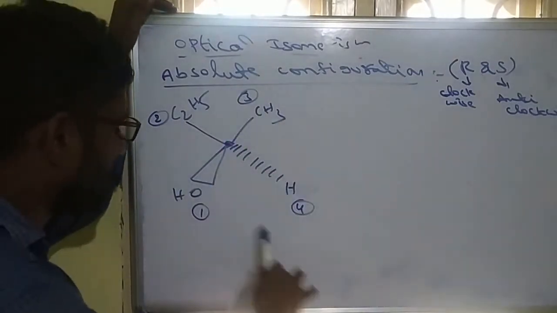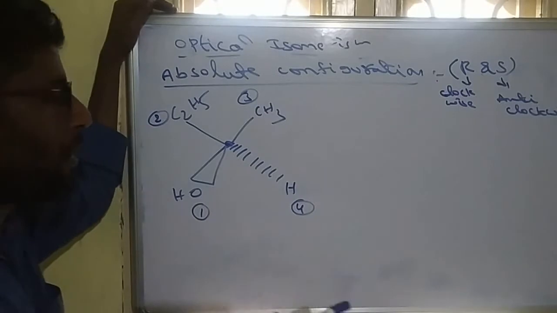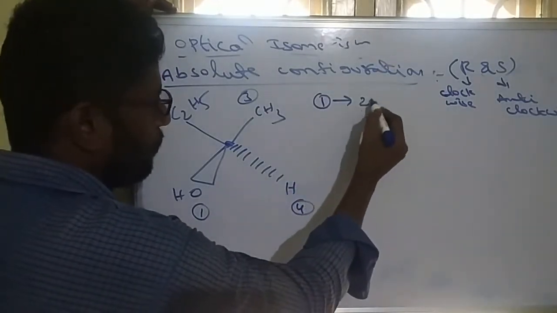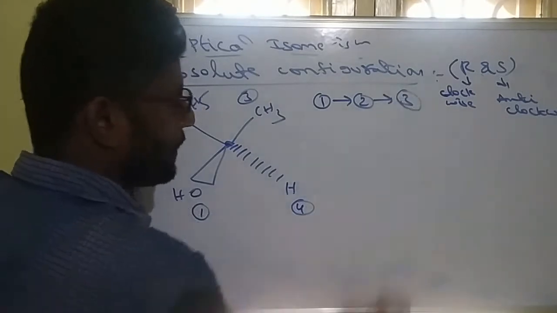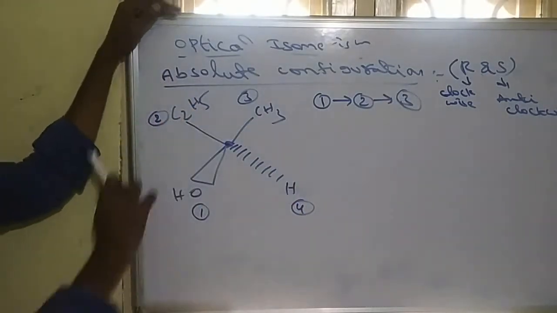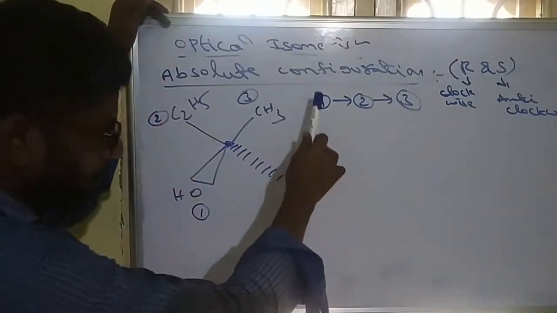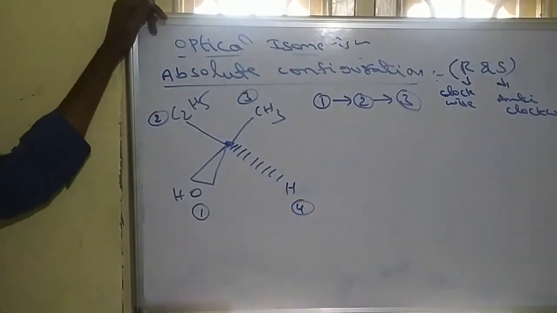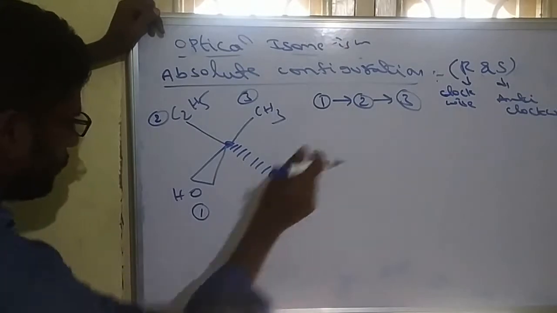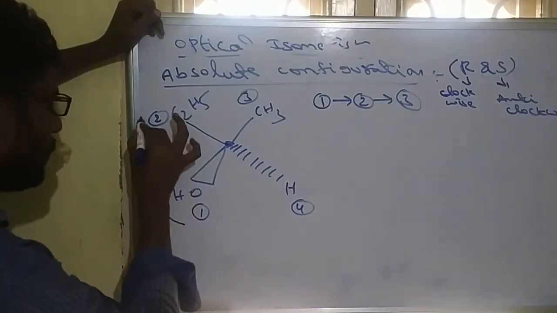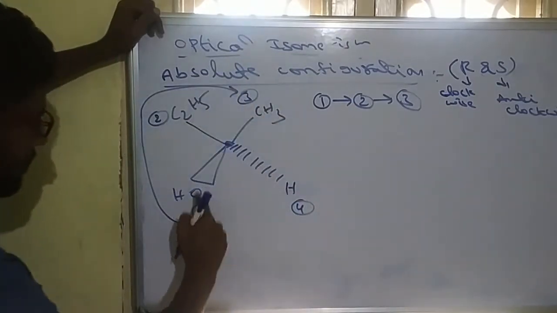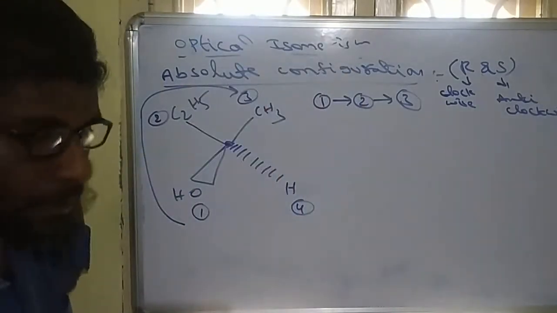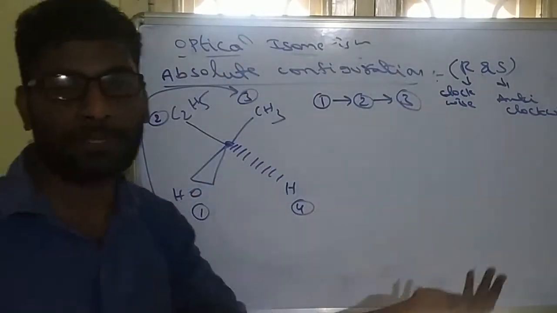After giving all four substituents atomic number priority, we have to observe the molecule from 1 to 2, 2 to 3. When we are observing 1 to 2, 2 to 3, if the observation direction is clockwise, that is called R. If that observation is anti-clockwise, that is called S.